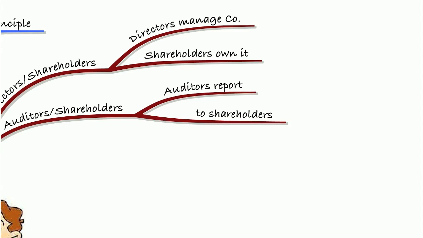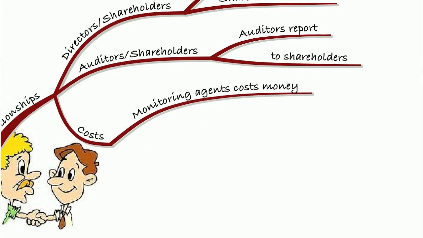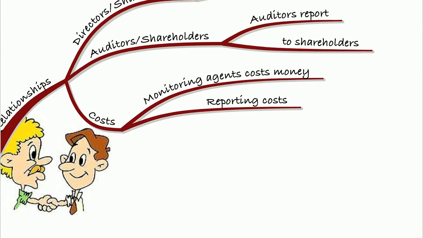That again is an example of an agency relationship. The auditors are acting as the agents of the shareholders. So remember, I said that there are agency costs, and that's because monitoring those agents costs money. Where do those costs arise? Well, there'll be reporting costs. So for example, the auditor's report costs money.